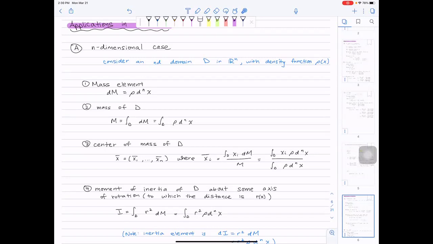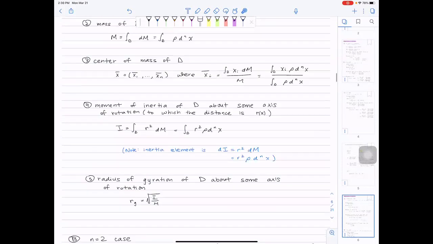Okay, and then moment of inertia is r squared times your mass element. Mass element is density dx dy, so don't forget that there's this extra density. And next week, we're actually going to learn how to derive why dm is density dx dy. And the radius of gyration is the square root of moment of inertia over your mass.